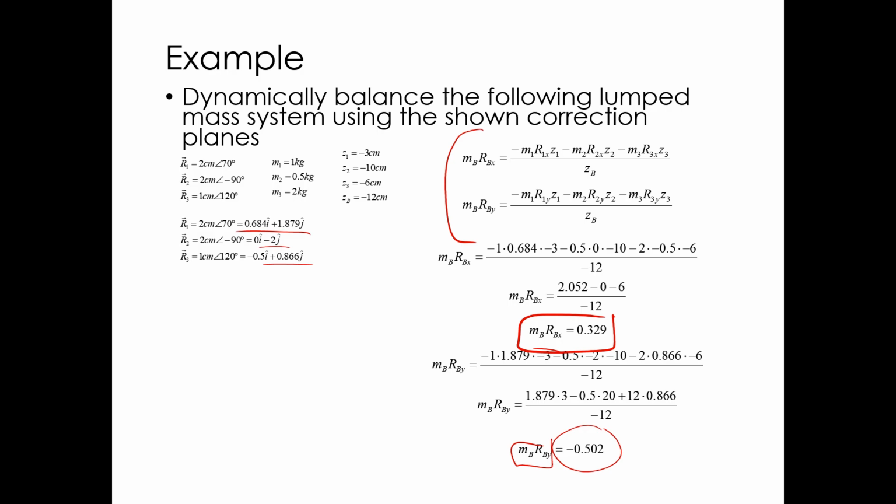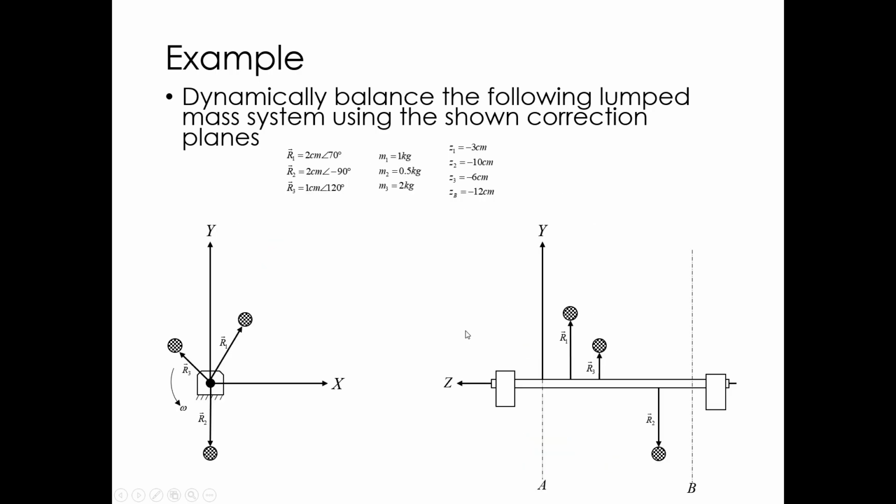So I need to find values for these now, and that will tell me everything about the B balancing weight. So in this problem, it just says dynamically balanced, right?